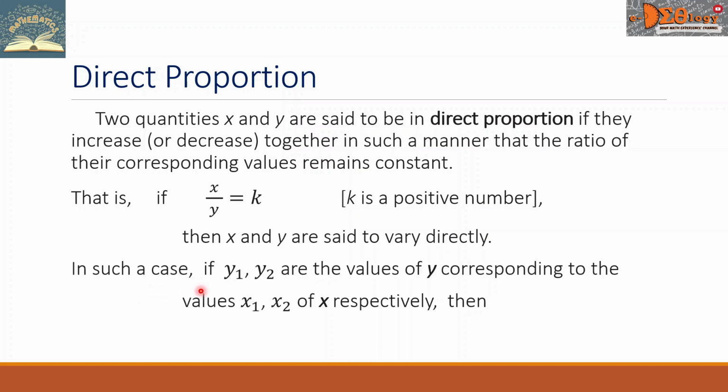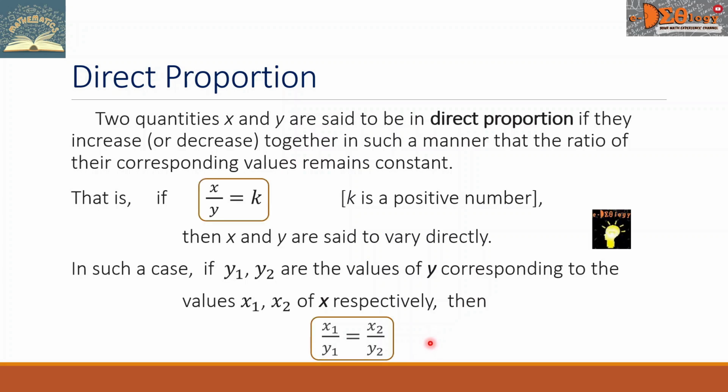In such a case, if y sub 1, y sub 2 are the values of y corresponding to the values x sub 1, x sub 2 of x respectively, then x sub 1 over y sub 1 equals x sub 2 over y sub 2. Here we have two formulas for direct proportion.